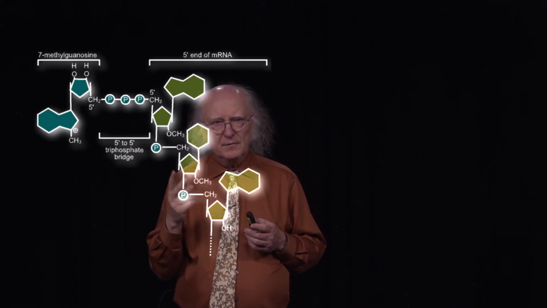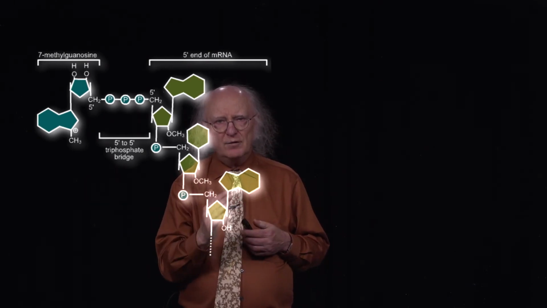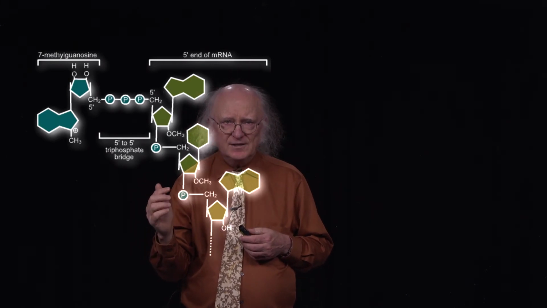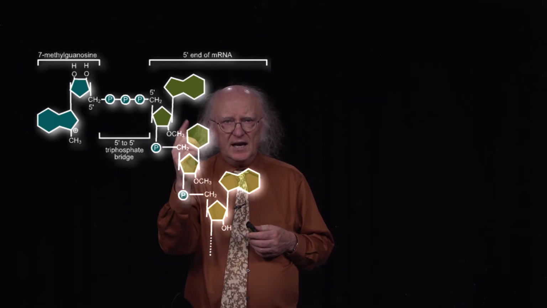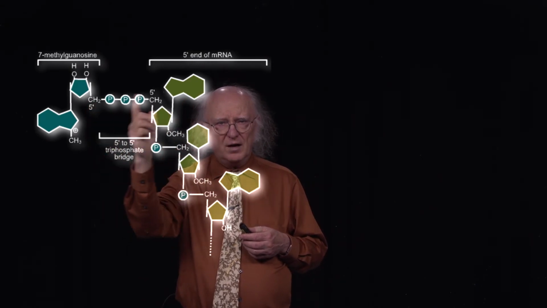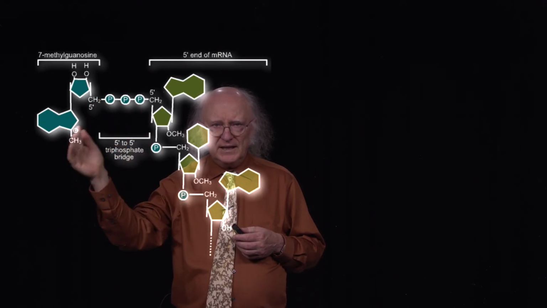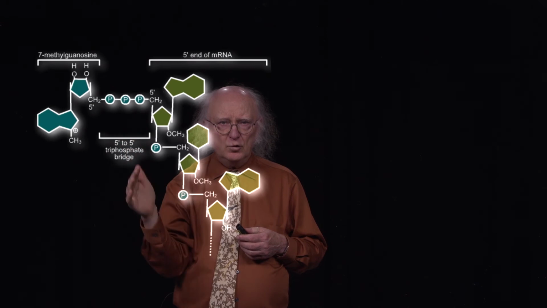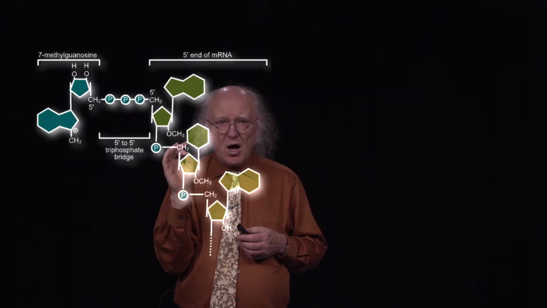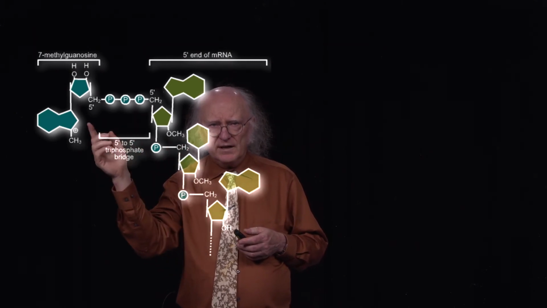two functions. One function is to protect the 5' end from degradation by nucleases. Nucleases that start at ends, called exonucleases, cannot get past the cap. So basically the 5' end of the messenger RNA is completely protected from nuclease degradation. That turns out to be important for the stability of messenger RNAs. Okay, now that's one consideration.